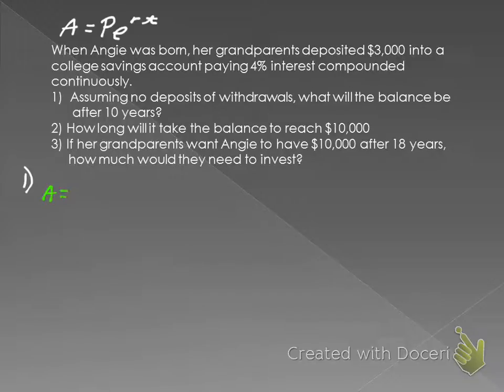So A equals the principal amount, which is $3,000. We know e. We know the rate is 4%, so as a decimal that'd be 0.04. And we know the time is 10 years. So we have A equals 3,000 times e to the 0.4 power.